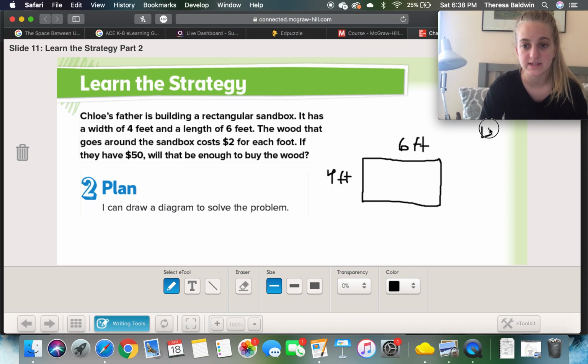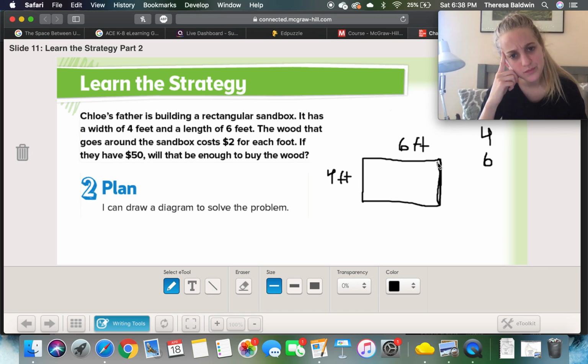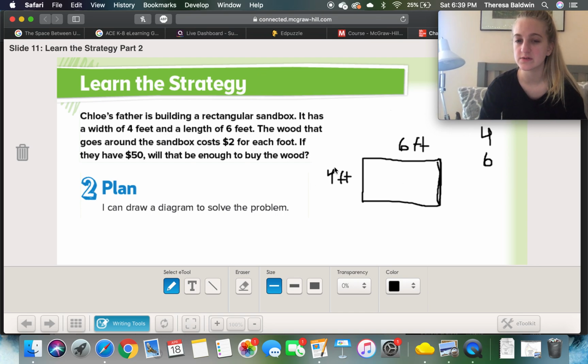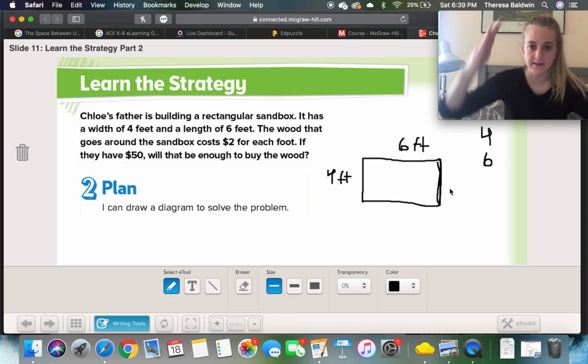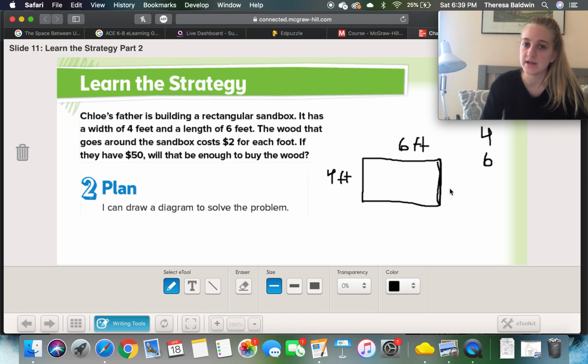So on one side we have 4, and on another side we have 6. Now this side right here, it doesn't tell us the way I wrote it. But we know something about rectangles. We know that rectangles have opposite sides that are the same length. These two are the same. These two are the same. That's the definition of a rectangle.